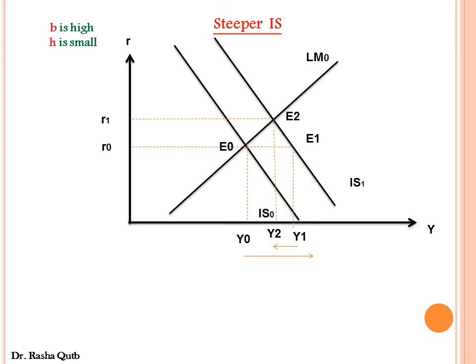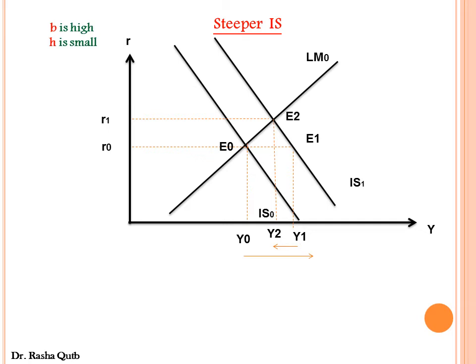Then at E1 we have excess demand for money in the money market and equilibrium in the goods market. In order to restore equilibrium in the whole economy, interest rate should increase to R1, and the national income would decrease from Y1 to Y2. The final impact of expansionary fiscal policy is the increase in equilibrium national income from Y0 to Y2. Here we find that the crowding out effect is less than before, which means that the fiscal policy is more effective.